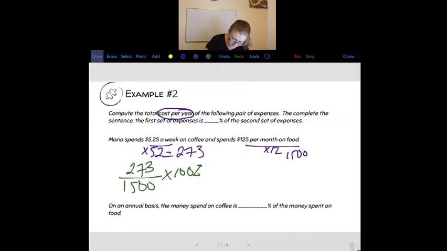This would be 18.2% of the money spent on food. Okay, so just kind of as a visual, let's say we were spending $1,500 on food. This is halfway, that's about a quarter. Visually, you're spending about this much on coffee compared to how much is being spent on food. So that's what that is telling us.